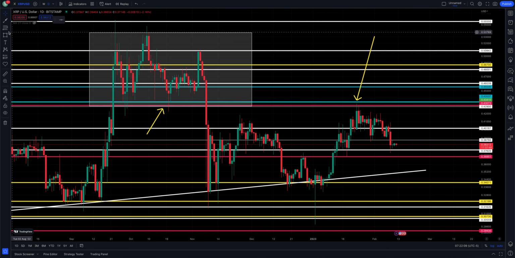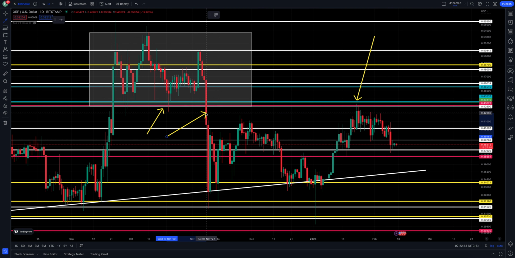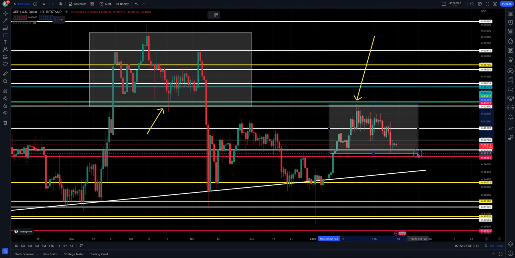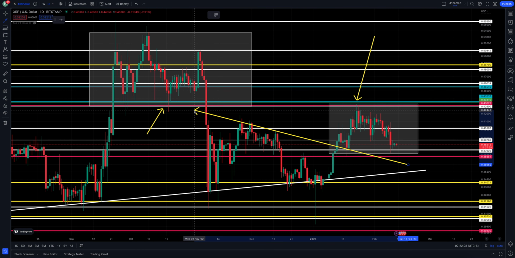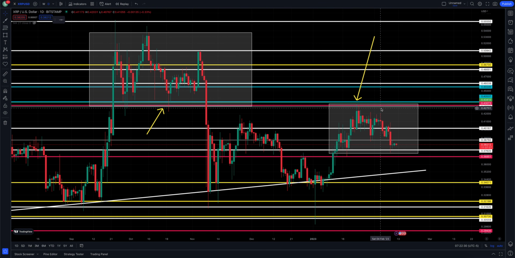And then when it broke, which was basically right here on the 8th of November, it has been flipped into resistance. So this box zone, the top end of this box is resistance at where the lower end of this box was support. So just basic technical analysis, support turning into resistance.